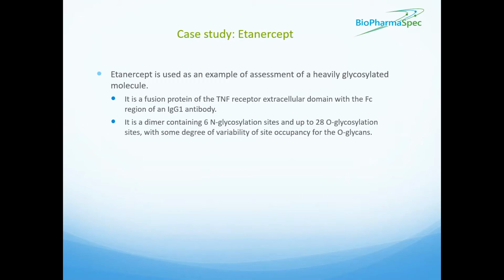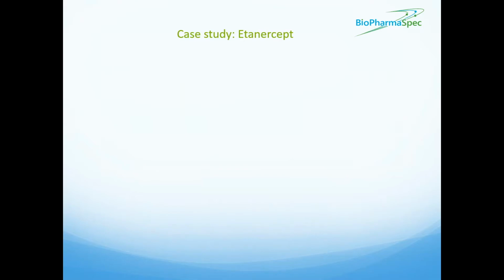So the molecule itself is a fusion protein of the TNF receptor extracellular domain with the IgG1 Fc region. It's a dimer, and it contains 6 N-glycosylation sites and up to 28 O-glycosylation sites, although there is some degree of variability in terms of the amount of O-glycosylation that you will see in the population.